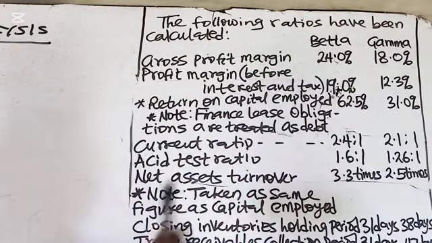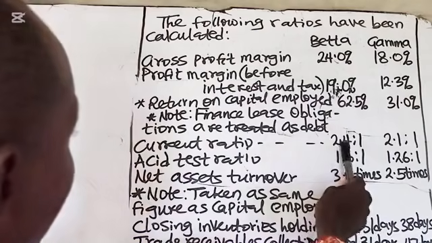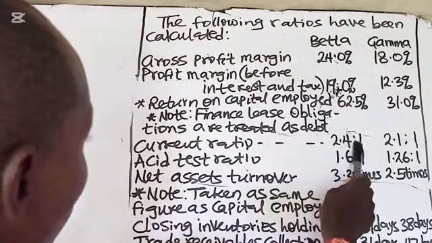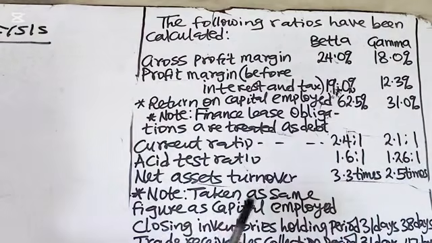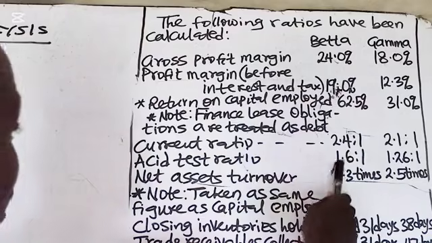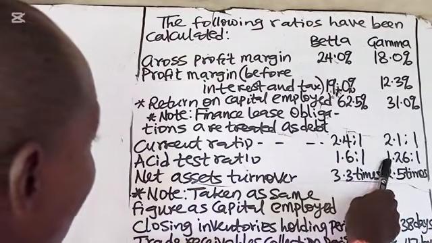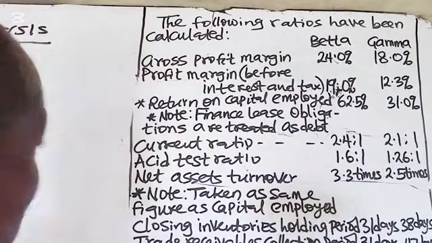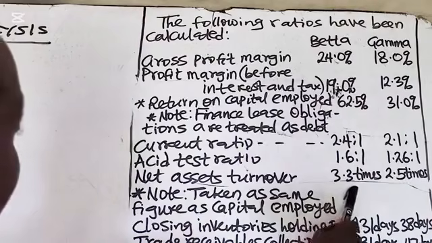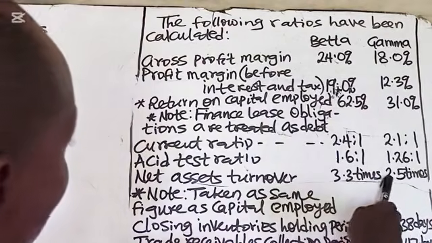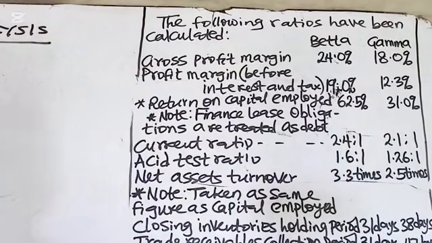The current ratios: for Beta Limited, a ratio of 2.4 to 1; for Gamma, 2.1 to 1. Asset test ratio: for Beta Limited, 1.6 to 1, and for Gamma, 1.26 to 1. Net asset turnover is 3.3 times for Beta Limited and 2.5 times for Gamma Limited.